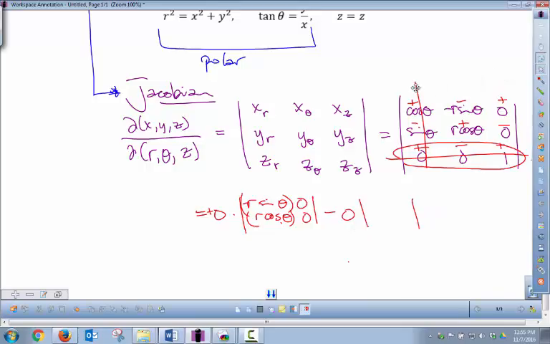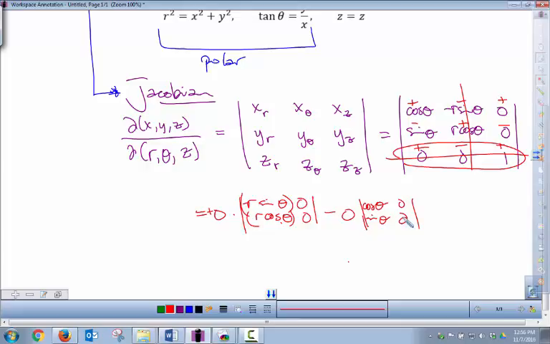Similarly, when we expand along the second element, I would have 0 here again with a negative, and then whatever is left over up on top. And so that's a cosine theta, and a 0, sine theta, and a 0. Again, that's going to be 0. What will matter is this last one, and that last term is going to be multiplied by 1.